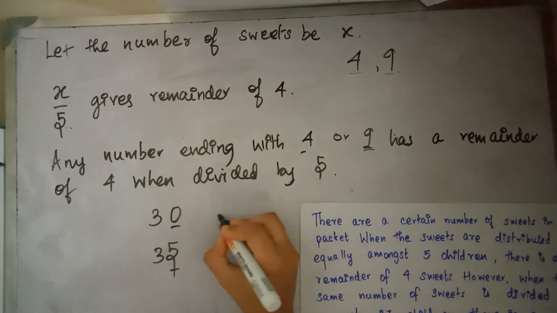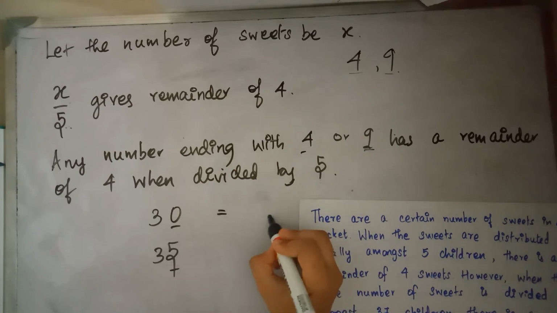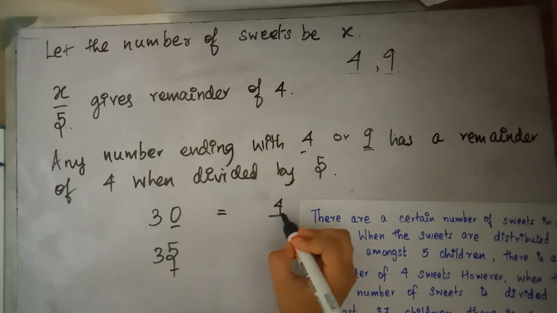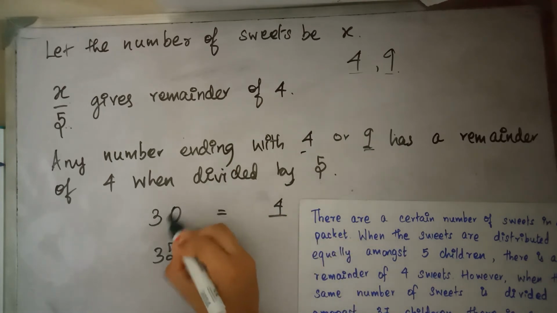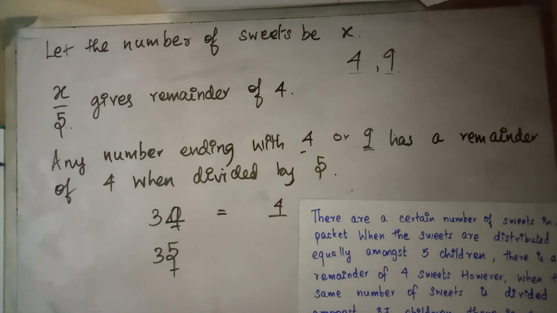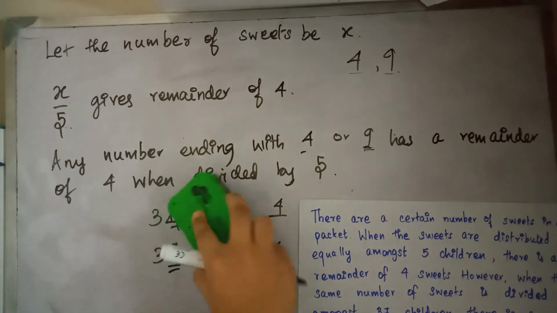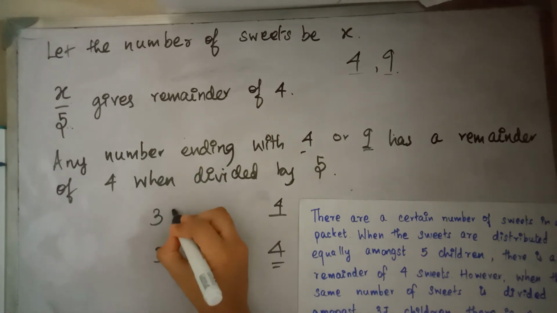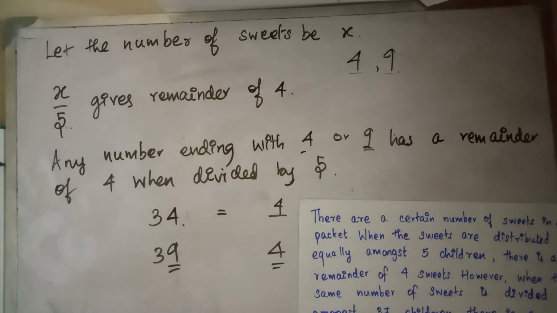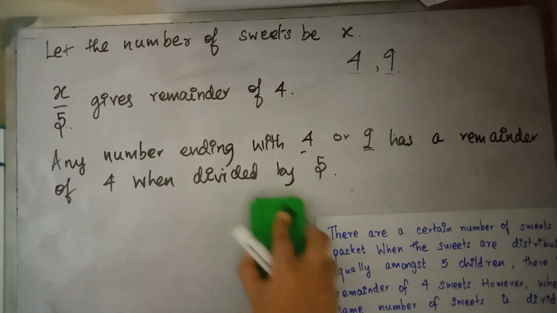Now if there has to be a remainder of 4, then it has to be 0 plus 4. Likewise, if there has to be a remainder of 4 in this case, the total must be 4 more, giving us the end digit as 9. In this case it will be from 0 to 4. Okay, so I hope you understood this part. This is the main part.